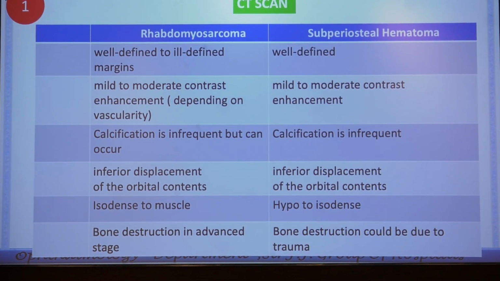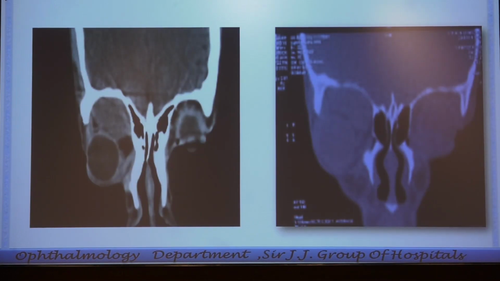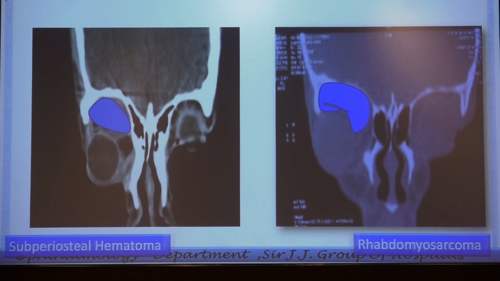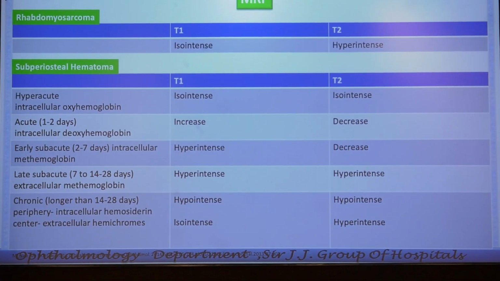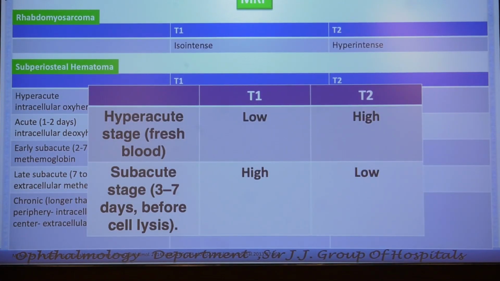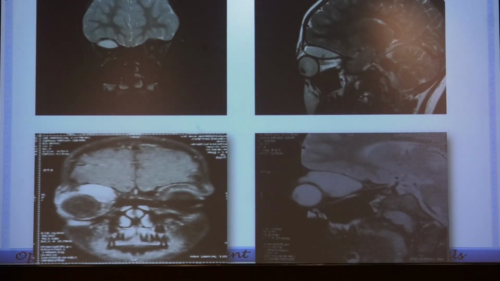Now the problem is the CT scan finding. In both cases, RMS and subperiosteal hematoma, they are almost the same. So it's very easy to get confused in such case scenarios. The only thing you can do is be very careful and look at the shape of the lesion. A subperiosteal hematoma will try to maintain the convexity of the lower edge. RMS will try to take the shape of the eyeball and then start pushing the eyeball.